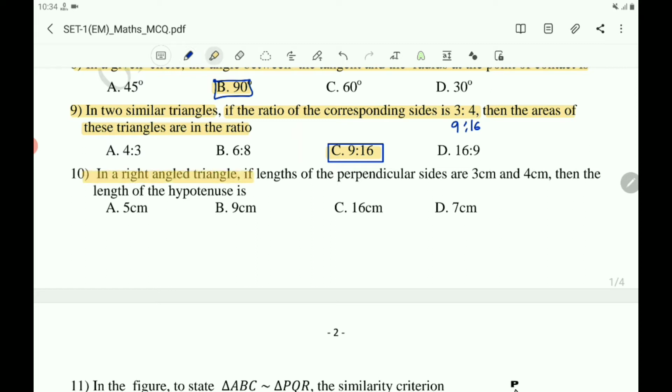In a right angle triangle, if the lengths of the perpendicular sides are 3 cm and 4 cm, then the length of the hypotenuse is. You know the Pythagorean triplet. Here 3 and 4 are there, means 5 must be the other side, that is the greatest side, which is the hypotenuse. So the length of the hypotenuse is 5 cm. If 3, 4 are there, the third side must be the hypotenuse, that is 5 cm. That is, you can use the Pythagorean triplet here.